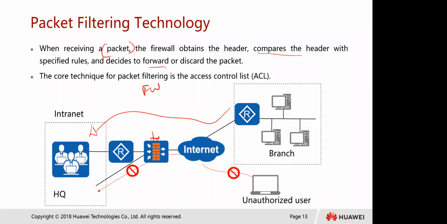So the core technique of packet filtering is the ACL, just like we mentioned in the previous slides. As a network security protection mechanism, packet filtering mainly controls the forwarding of various traffic on the network. A traditional packet filtering firewall obtains header information in our quintuple.